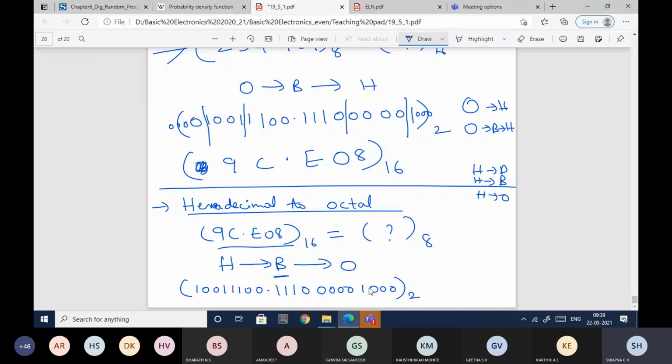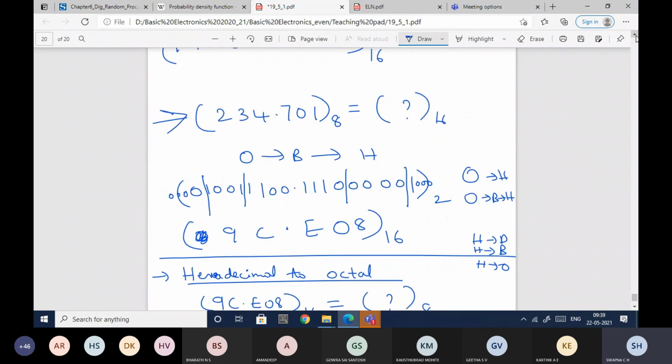I need to convert it to base 8. Since I need to convert to base 8, what do I need to do? Group 3 bits. 1, 2, 3, 1, 2, 3, 1, 2. Here I'll append a 0. 1, 2, 3, 1, 2, 3, 1, 2, 3. So 0, 0, 1, 0 is 2. 234.7020. Just check whether we have got the same thing or not.